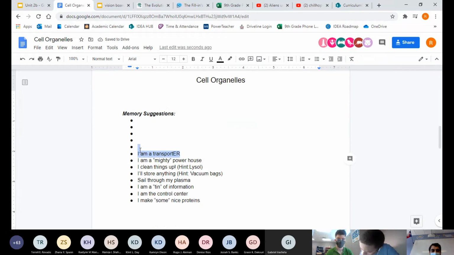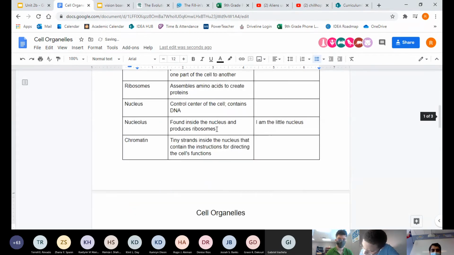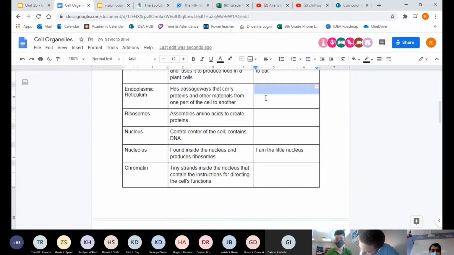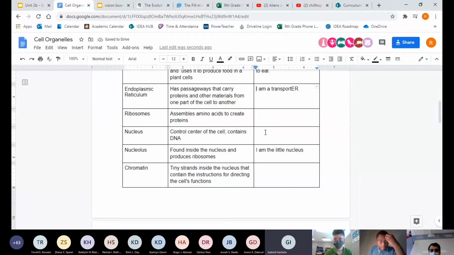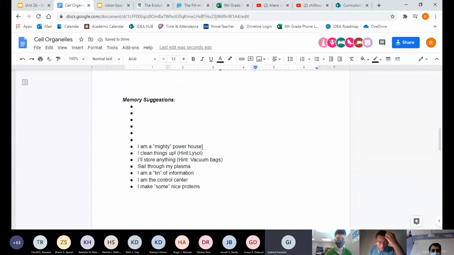Transporter, right? So like the golden packer, this one makes it really easy. If you think of transporter, it's transporting things. Endoplasmic reticulum. There you go. Has passageways that carry proteins and raw materials from one part.